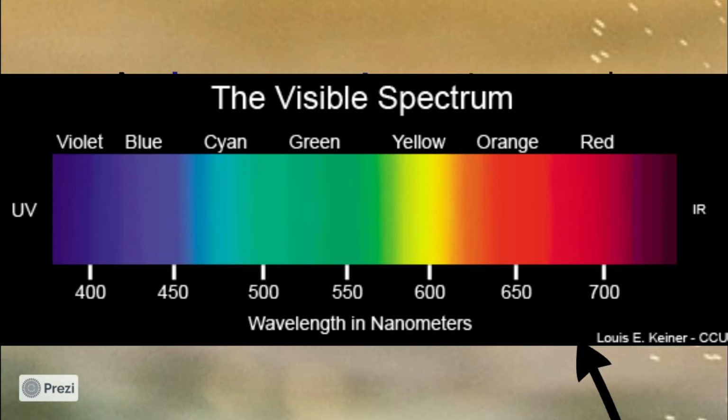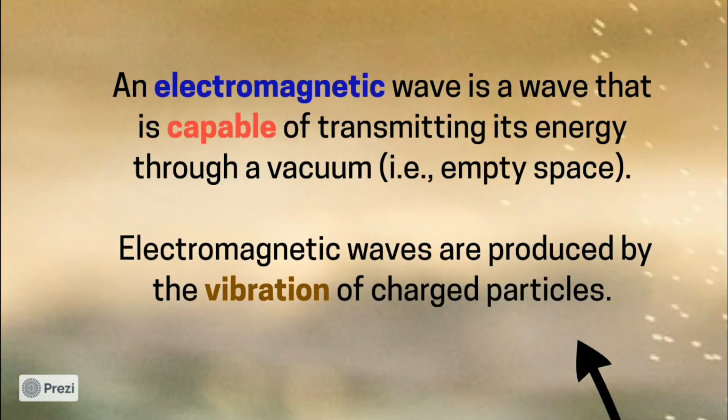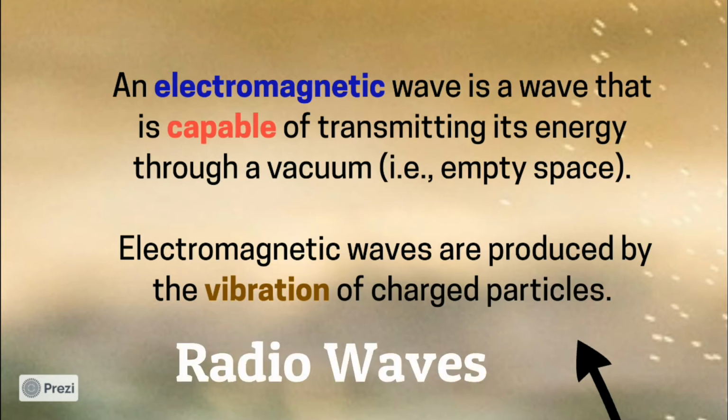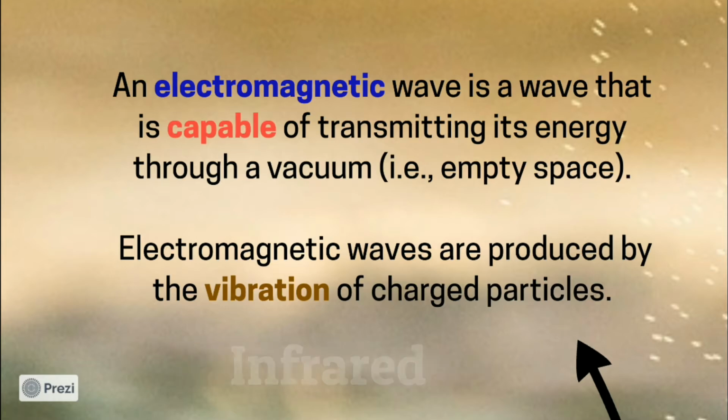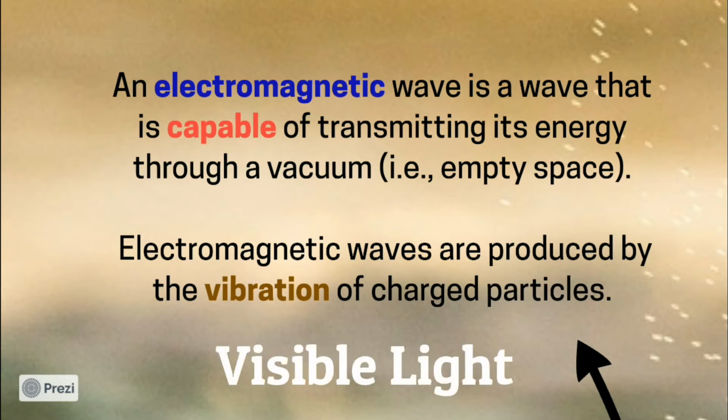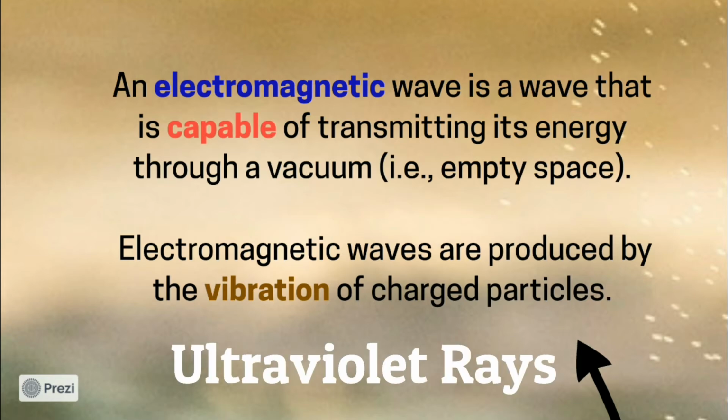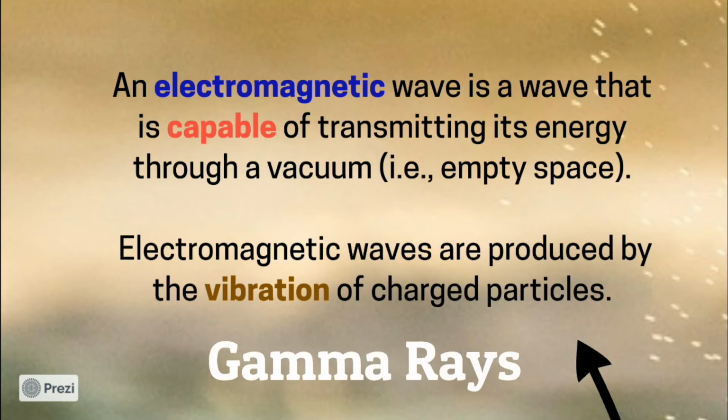There are many forms of electromagnetic waves which are indicated in the basic electromagnetic spectrum, arranged based on the increasing wave frequency, which are radio waves, microwaves, infrared, visible light, which is the light that we can see with our naked eye, followed by ultraviolet rays, X-rays, and gamma rays.